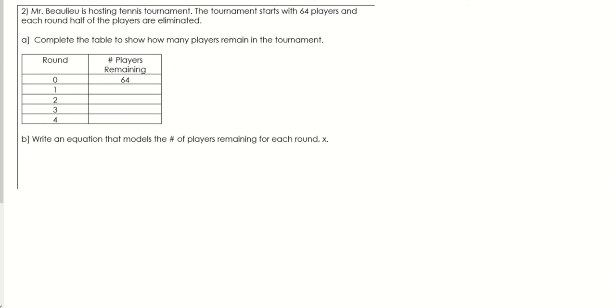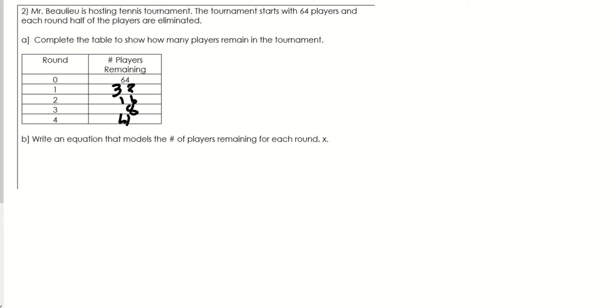Mr. Bolio is hosting a tennis tournament with 64 players. Each round, half are eliminated. So we have to complete the table first. If I'm losing half, I'm multiplying by a half. Half of 64 is 32. Half of 32 would be 16. Half of 16 would be 8. Half of 8 would be 4. So that is a completed table.